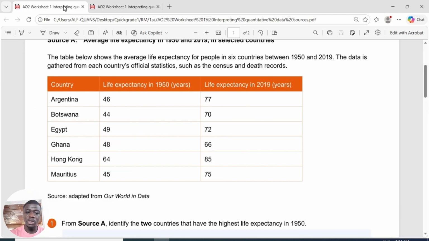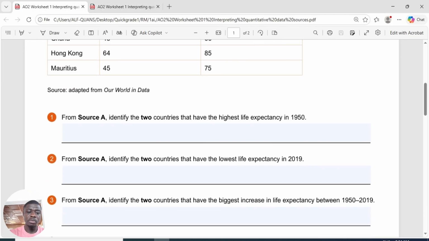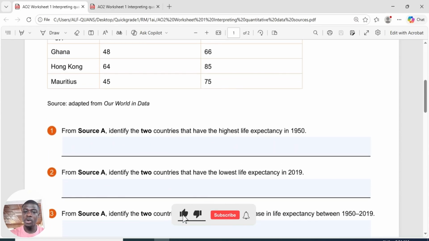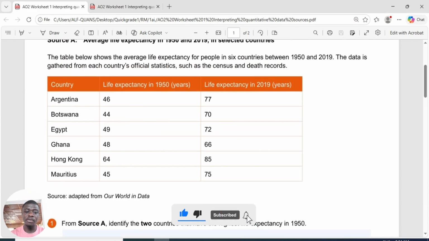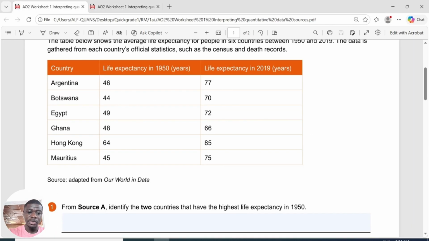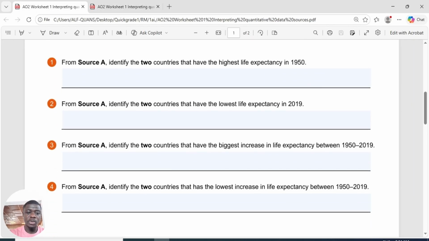Let's move on to question 2. From source A, identify two countries that have the lowest life expectancy in 2019. And so right now, our focus is on the lowest life expectancy in 2019. Two countries. So if you look at the life expectancy here, we have Ghana, which is 66, and then we have Botswana, which is 70. If we compare our answer to what we have here in the scheme, it is Ghana and Botswana, which is correct.